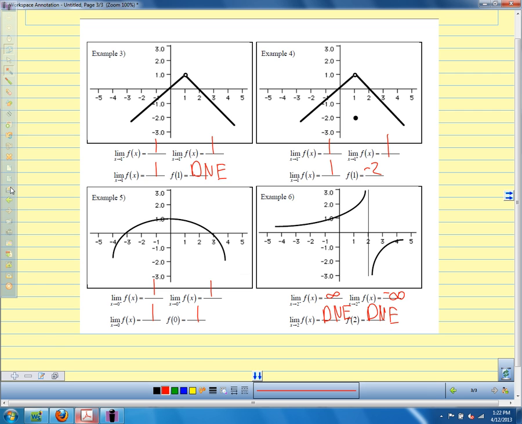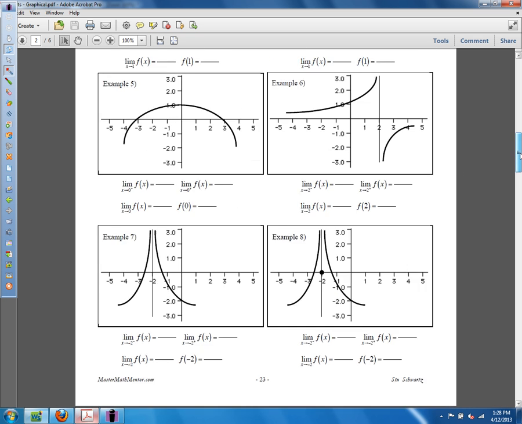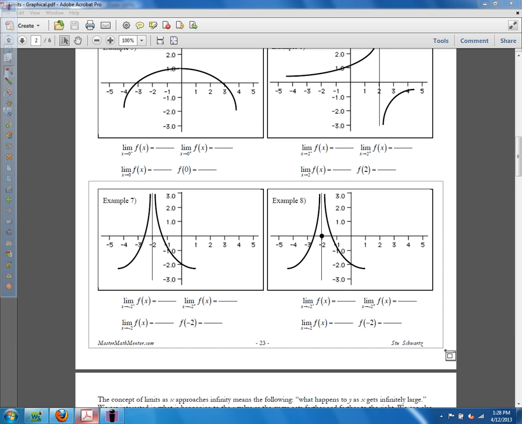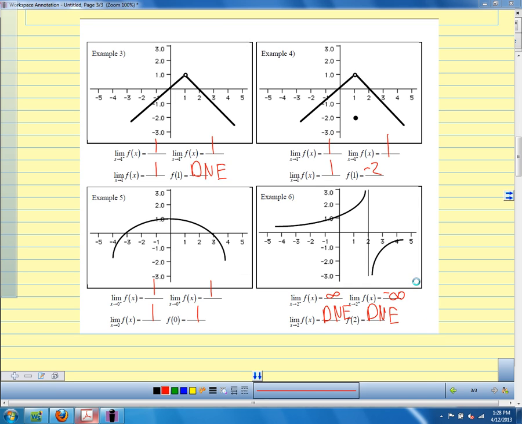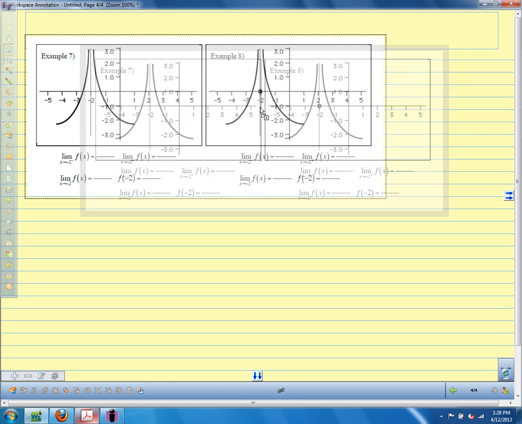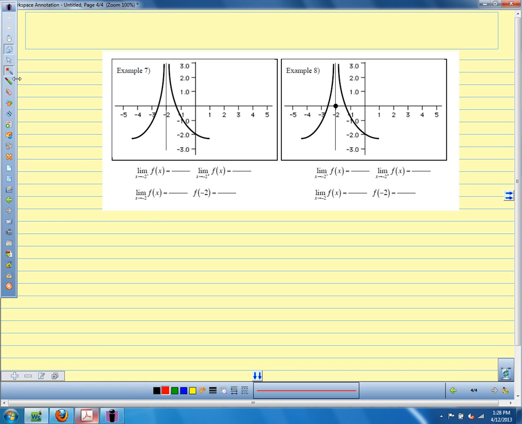All right, let's look at the last 2 examples and then we'll talk about a different idea with limits. So there are our last 2 examples. So as we're approaching -2 from the left, from the negative side, what's happening? What's our function approaching, Max? It's approaching infinity. It gets bigger and bigger and bigger.